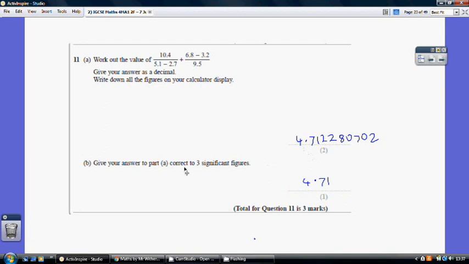Now for part B, correct to 3 significant figures. Well, that means your final answer's got to comprise 3 figures in total. So 1, 2 and 1 more. Now do I round this 1 up? No, I don't, because the next digit is not 5 or above. So my final answer is 4.71.